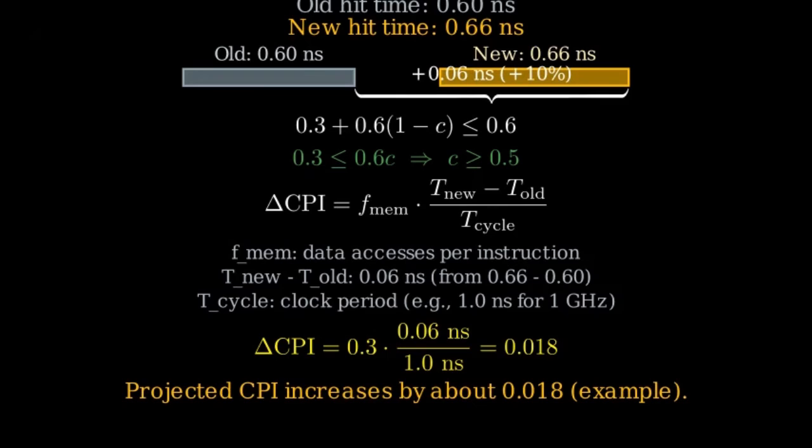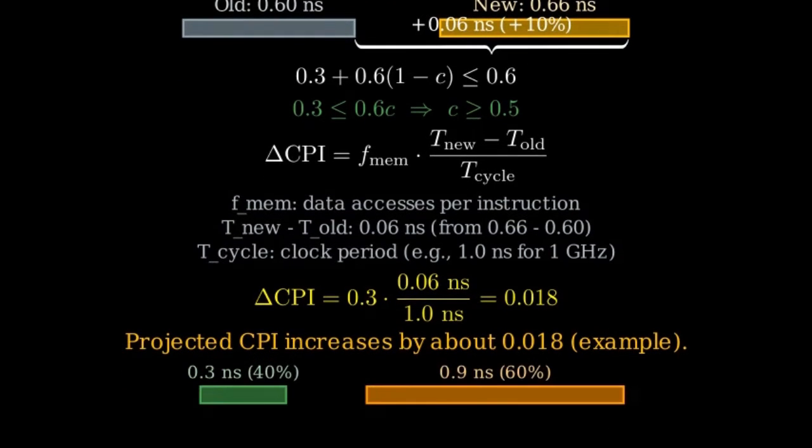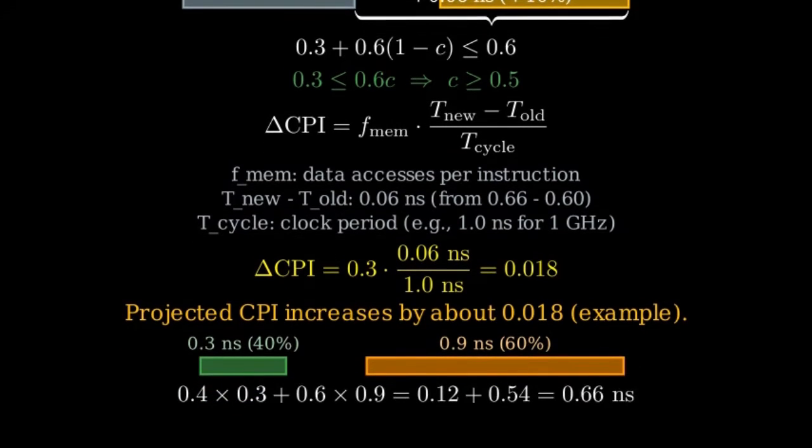To cement the intuition, let us look again at the two hit paths and their weights. 40% of hits take only 0.3 nanoseconds in the filter cache, while 60% take 0.9 nanoseconds, which is 0.3 plus 0.6. The weighted average of these two cases lands exactly at 0.66 nanoseconds.